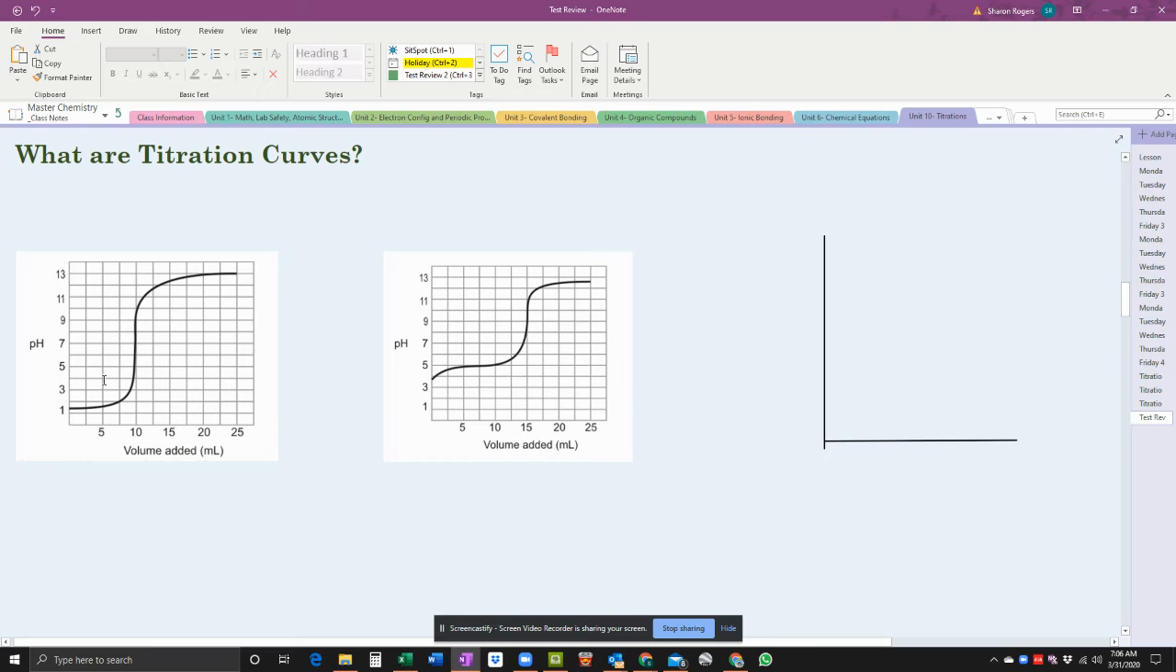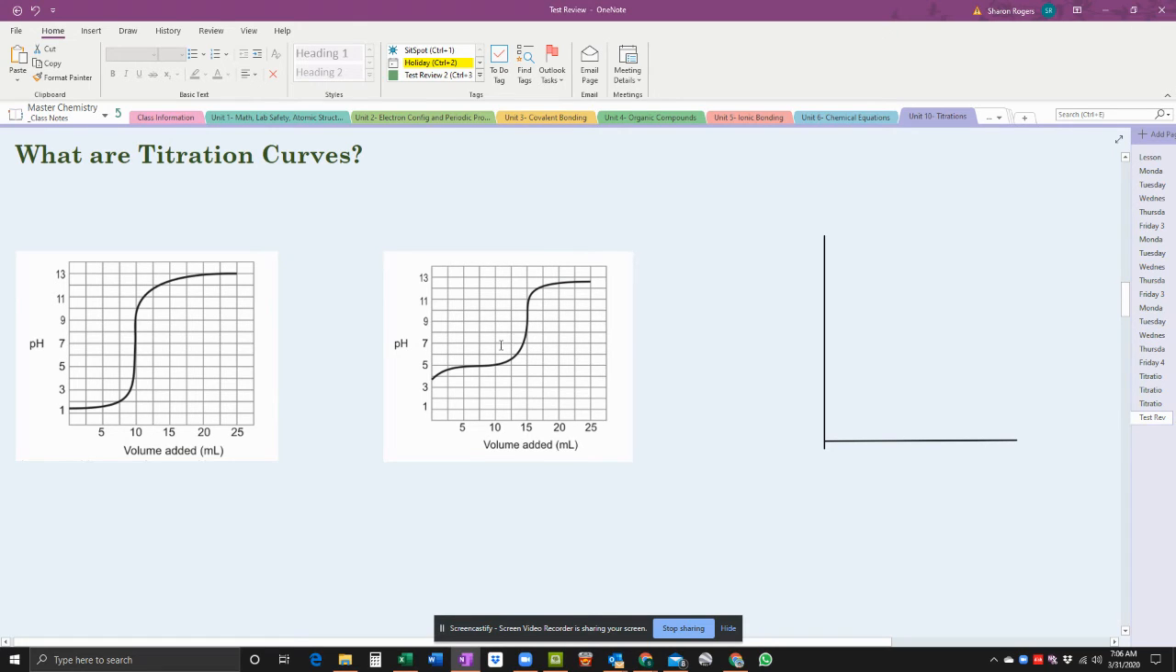So remember, that's indicative of a strong acid, strong base, is it goes literally from like 2 all the way up to 11. And I don't know if you remember when you made the titration curves, that all happened in like 2 milliliters of adding base. It was pretty sharp and instant and amazing all at the same time.